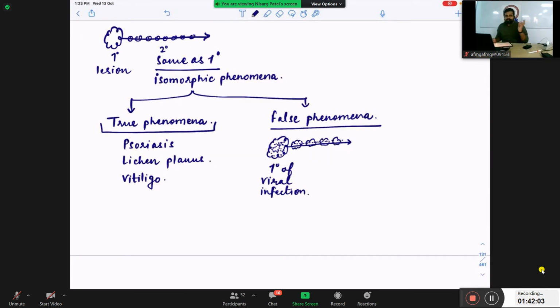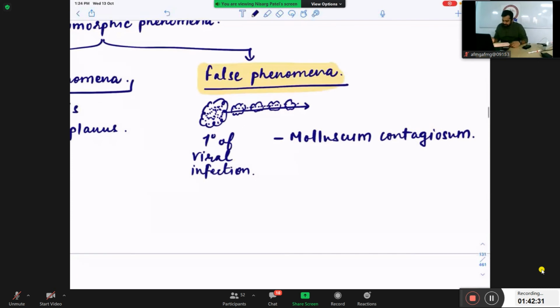But what is the cause of this lesion? The cause of this lesion is a viral inoculation, not the autoimmunity. And that is why this is a false isomorphic phenomenon. The example of the false isomorphic phenomenon is molluscum contagiosum. So what is the positive of molluscum contagiosum?